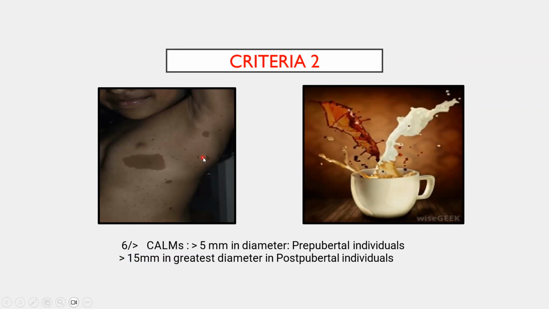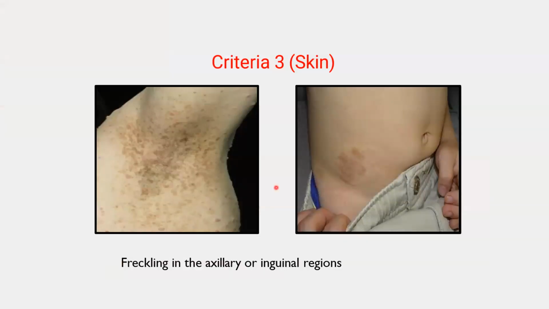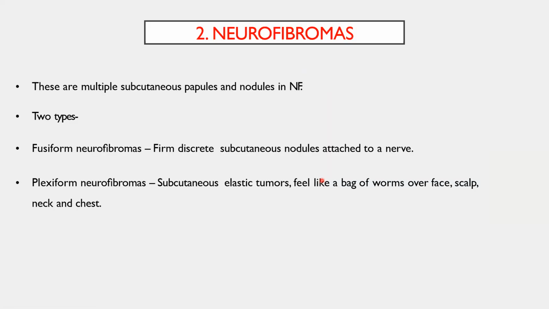The diagnostic criteria: in a prepubertal age group, a lesion size of more than 5 mm, and in a postpubertal more than 1.5 centimeters. If the patient has 6 or more lesions, this indirectly indicates neurofibromatosis. Next. Again, these are café-au-lait lesions. Next. This is the axillary freckling, that is, in the axilla and groin region. Small macular rashes. Next.